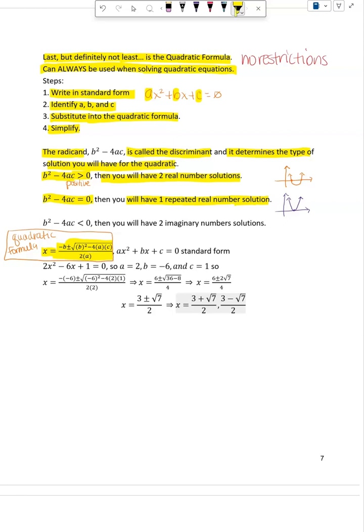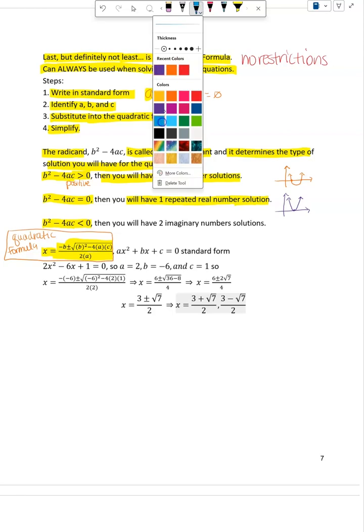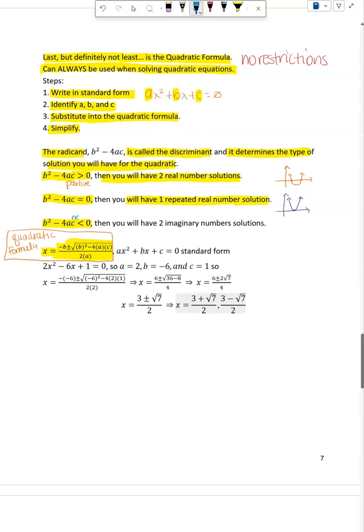Now, if we have b squared minus 4ac less than 0, of course this means negative, then you will have two imaginary numbers. And this would graph like this. If it's imaginary, it will never cross the x-axis, so it would be more like this, right? It would never cross it, so it would be up here. Okay? Right on.